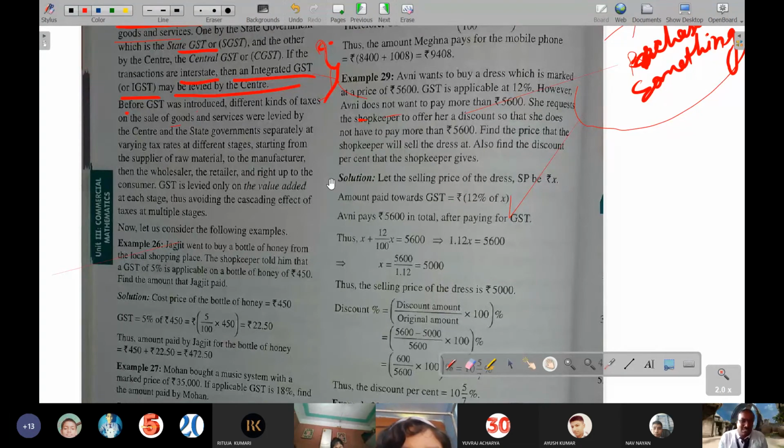So of course, as I had said earlier also, GST is nothing but value added tax. After that, there come examples. That is example number 26. Sir, tomorrow we will discuss the timing. Tomorrow we will discuss how we can find out how much percent GST is applied.